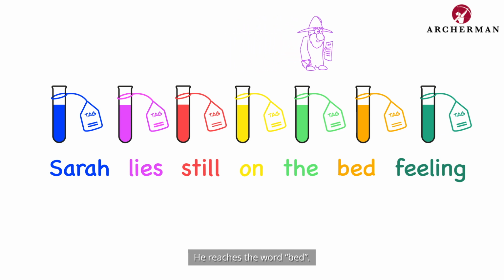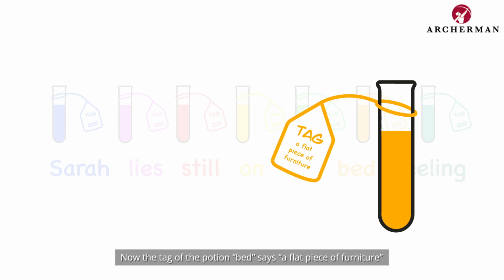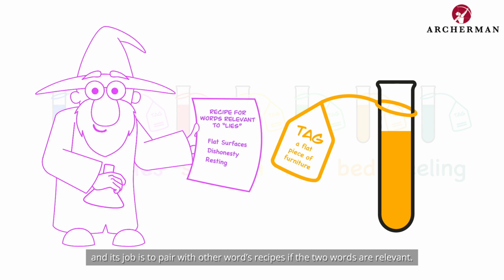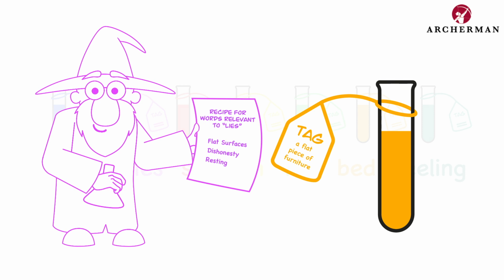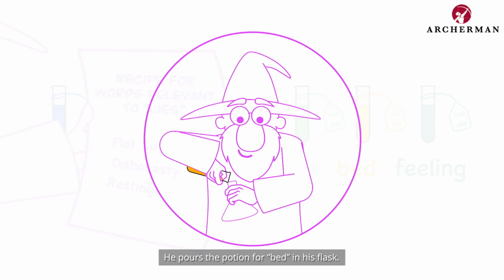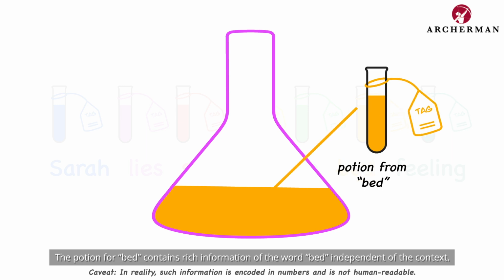He reaches the word bed. Now the tag of the potion bed says, a flat piece of furniture. This is an identifying characteristic of the potion for bed. As a reminder, tags are identifying information of a word, and its job is to pair with other words' recipes if the two words are relevant. The alchemist of lies thinks, this is similar to some flat surfaces in my recipe. He pours the potion of bed in his flask. The potion of bed contains rich information of the word bed independent of the context.